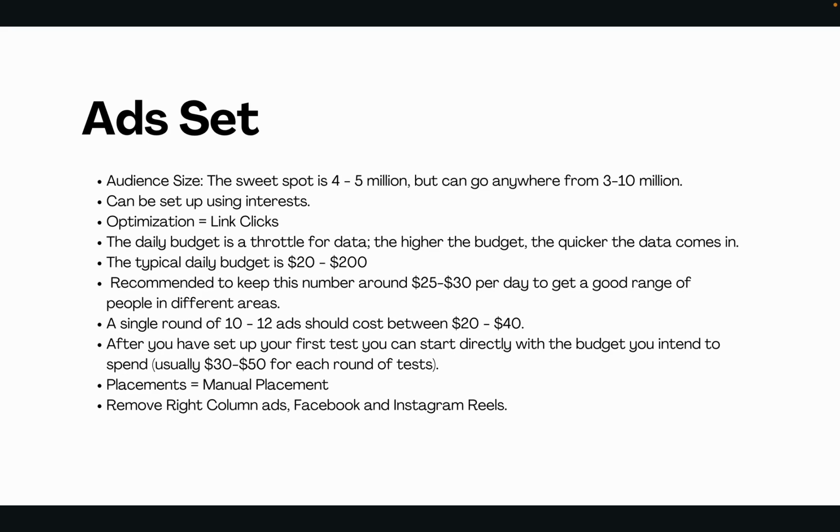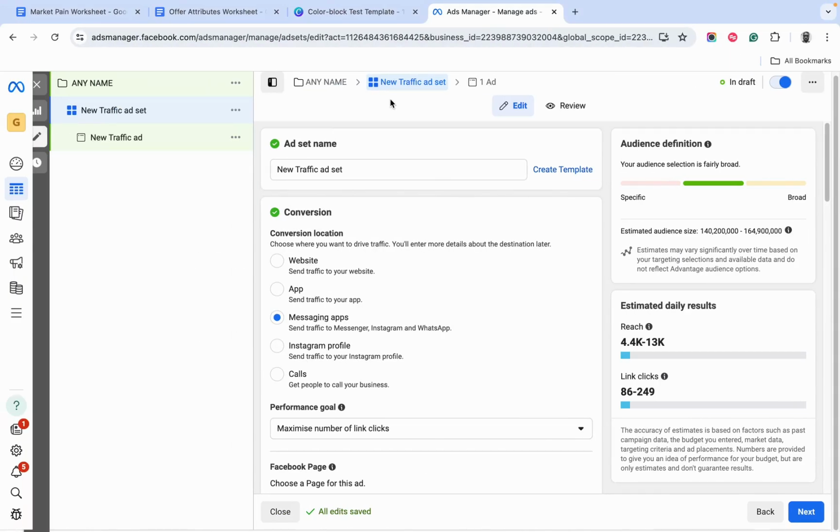And then we're going to turn off some of the placements, like the right column ads and the Facebook and Instagram reels. We're going to turn them off because, number one, the color blocks would not show properly in the right column. Number two, on the reels, you're going to get some accidental clicks. So we want it showing up on the normal Facebook ads while people are scrolling, and we want them to take action.